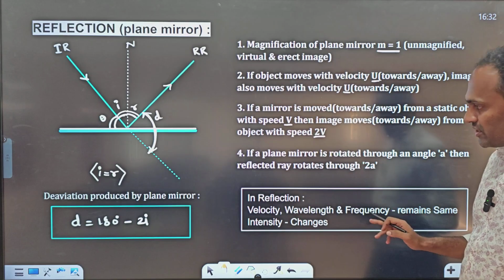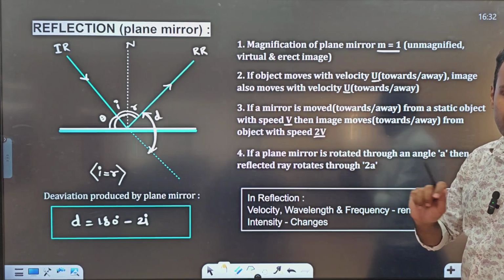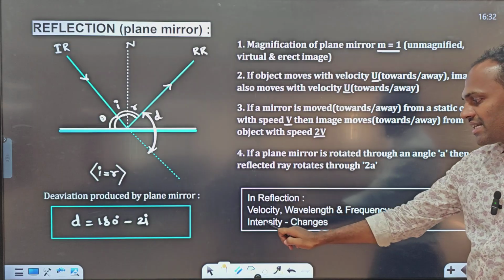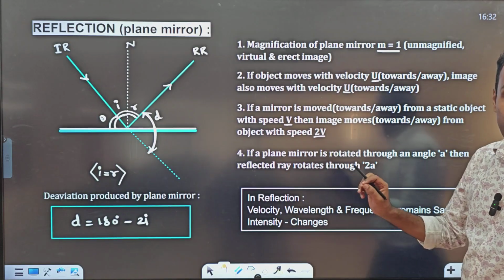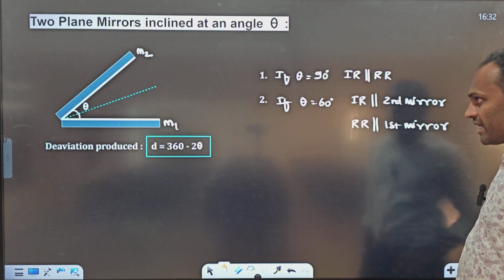Velocity, wavelength and frequency of the reflected light ray as well as the incident light ray will be the same. That does not change. What changes is the intensity in reflection, right? Okay, we'll go for the next concept then.